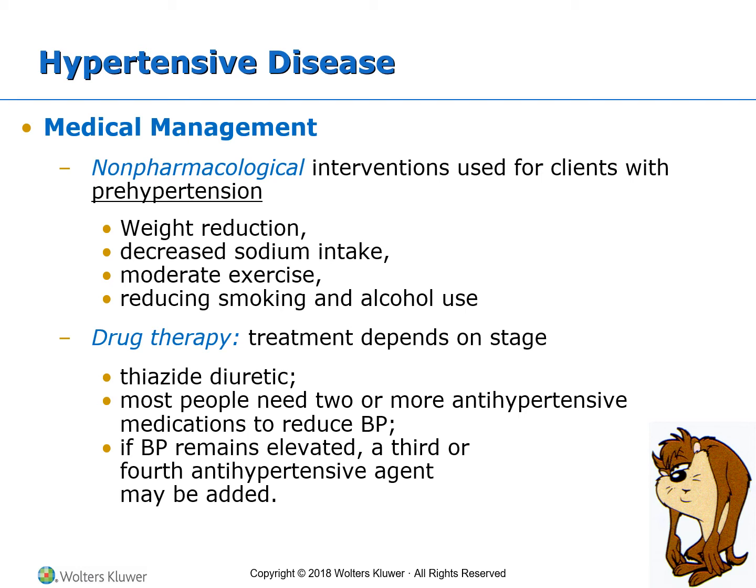Medical management. The primary objective of therapy for hypertension is to lower the blood pressure and prevent major complications. Non-pharmacologic interventions are used for all clients, whether they are hypertensive or not. The same measures are continued once hypertension has been detected. Lifestyle changes include weight reduction, decreased sodium intake, moderate exercise, and reduced contributing factors such as smoking and alcohol use that may return the blood pressure to normal levels.